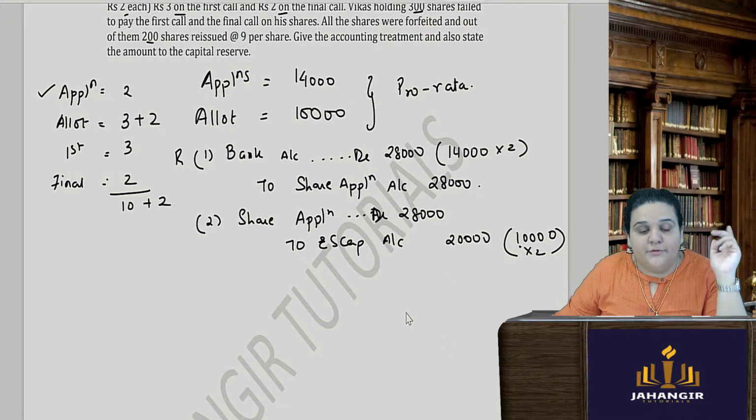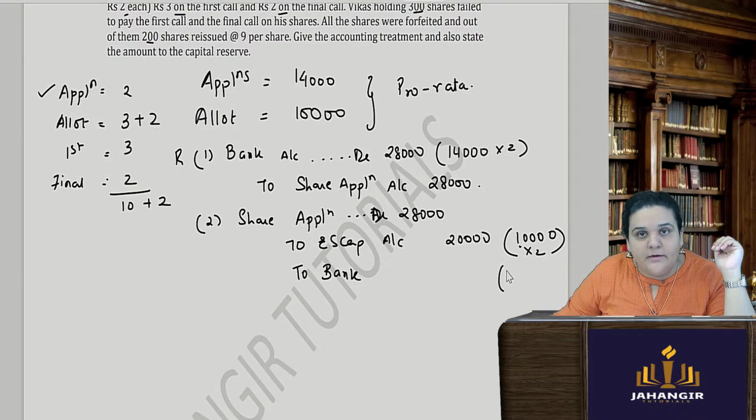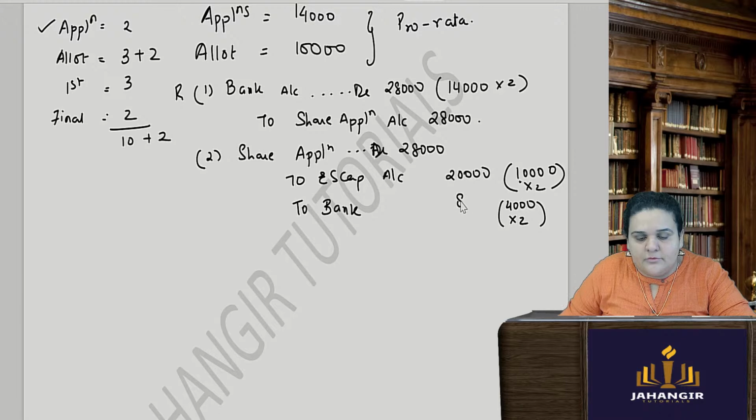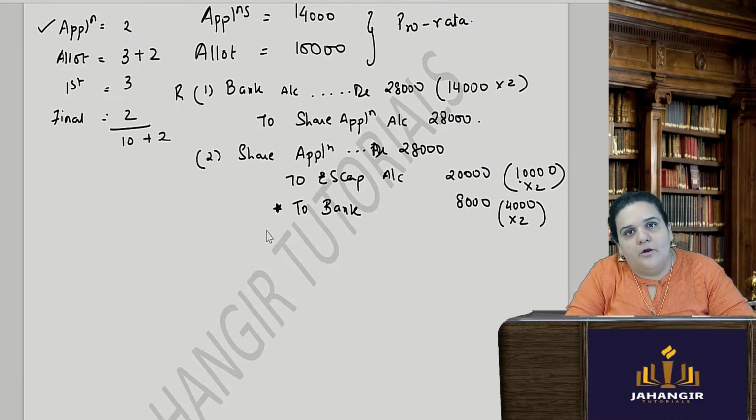Say in case I would have refunded this, I would have to write here to bank. How much would I have refunded? 4,000 shares into 2 rupees, I would have to refund them all. So here it would come 8,000, if it had been refunded. But it is not refunded, it is adjusted. It is pro rata. Adjustment means I am adjusting my additional money received at the time of allotment.